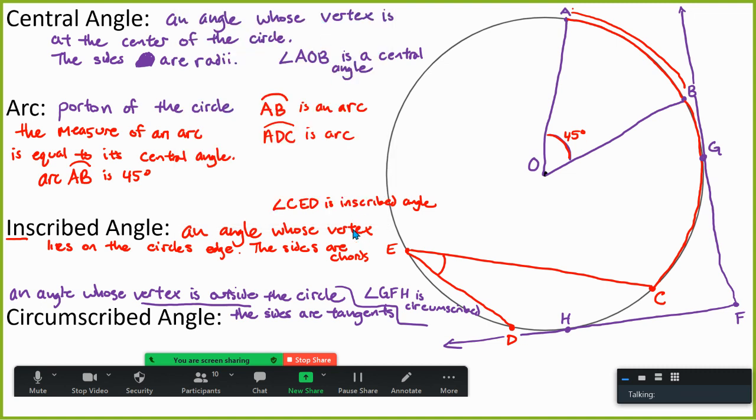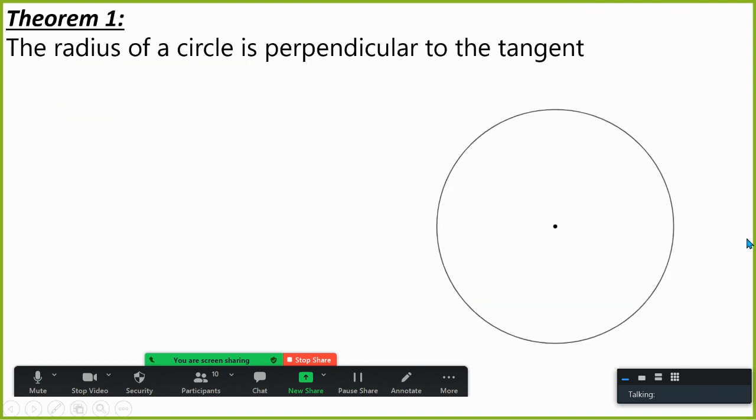All right, here we go. Theorem 1. The radius of a circle is perpendicular to the tangent. So please copy this down. The radius of a circle is perpendicular to the tangent. Perpendicular, you know this. It means 2 lines are crossing, and they're crossing at a 90-degree angle, or at least they're meeting at a 90-degree angle. Perpendicular means 90 degrees or a right angle.